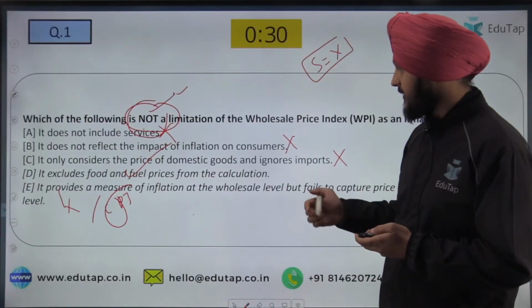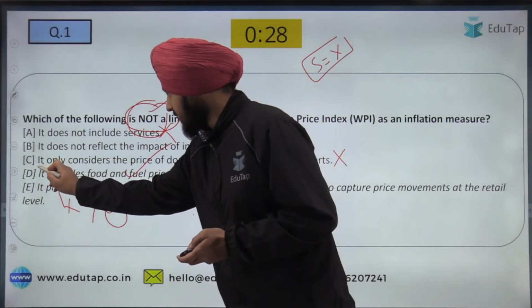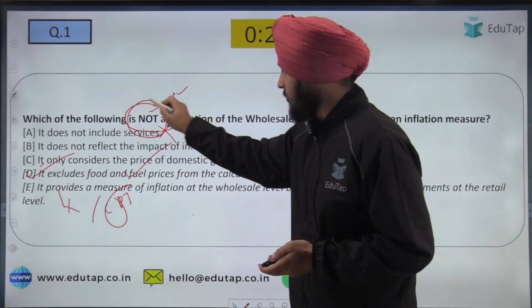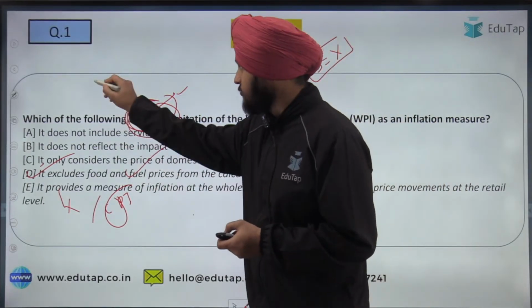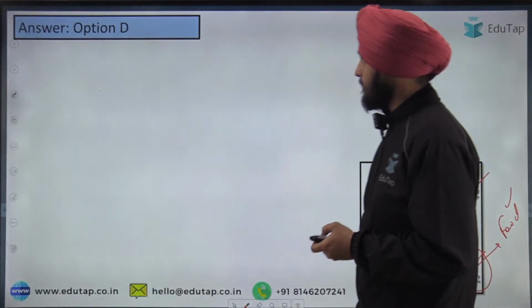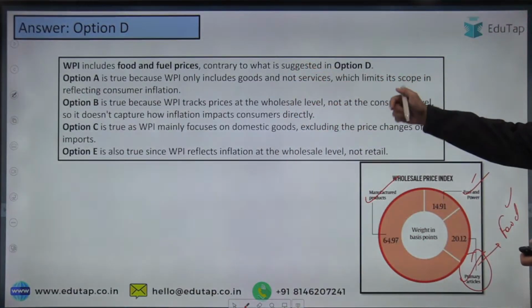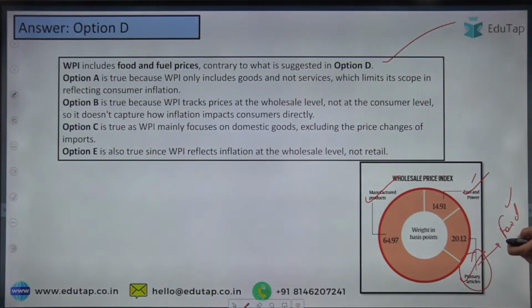WPI does not exclude food and fuel as a part of its different parameters. So that is why it is going to be the correct option, because the question is asking which is not a limitation among them. So I hope it is clear to you. So D is going to be the correct answer to this question. Now you can read the explanation later on in the PDF, and I hope it is clear to you.